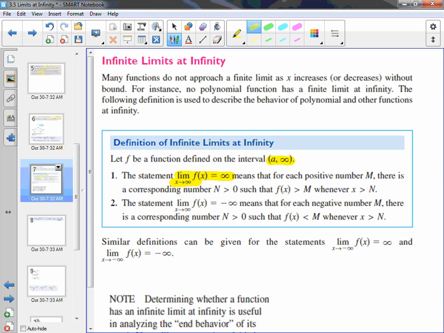The statement, the limit of f of x as x approaches infinity equals negative infinity, means that for each negative number... What does it really mean? As x approaches negative infinity, what's the graph doing? Going where? For how long? Forever. Going down forever. Okay?